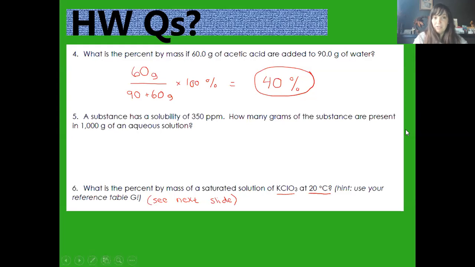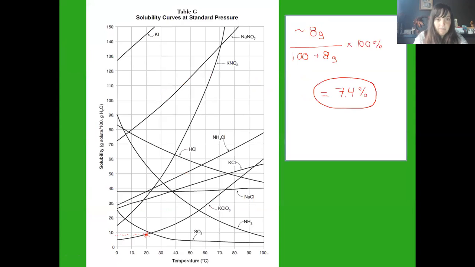Also in a couple of them, you're also using reference table G. Like in number 6, it said, what is the percent by mass of a saturated solution of potassium chloride at 20 degrees Celsius? So I looked back at table G to see how many grams of solute are in a saturated solution of potassium chloride at that temperature. So here's 20 degrees Celsius, here's KClO3, potassium chloride. Here's the line there. Looks like about 8 grams of solute would make it saturated at that temperature. And then this is in 100 grams of water. So 8 grams out of 100 plus 8 grams times 100% is 7.4%.